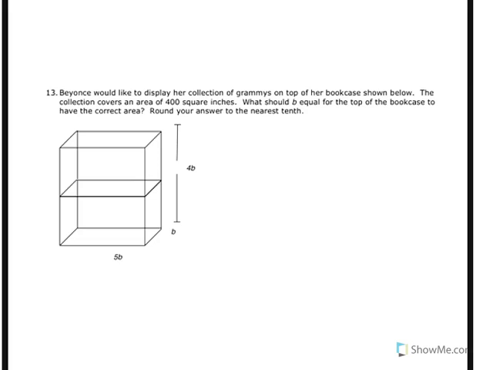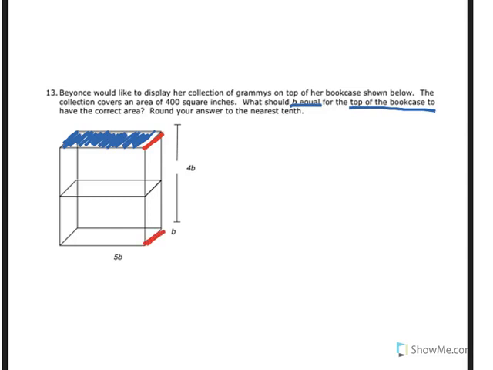Well, Beyonce wants to display her collection of Grammys on top of her bookcase shown below. The collection covers an area of 400 square inches. What should B be equal to for the top of the bookcase to have the correct area? So if they're all going on top, we're saying that this right here has an area of 400 square inches, and we want to figure out what B needs to be, which would be this width right here. Let's use a different color. We're trying to find this, which is B, okay?